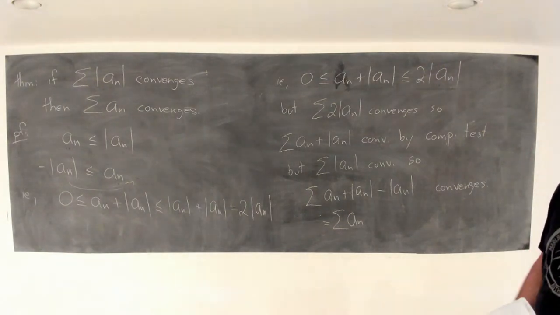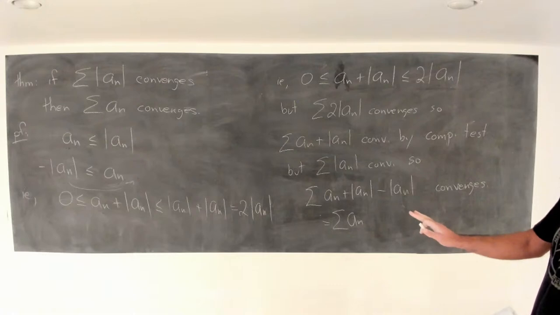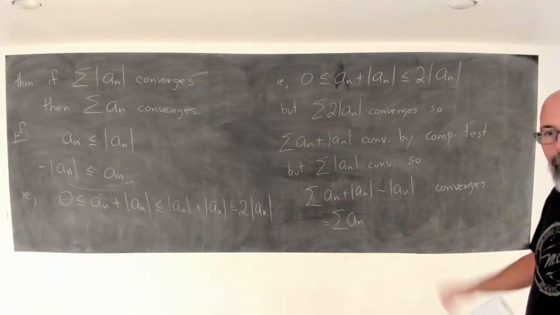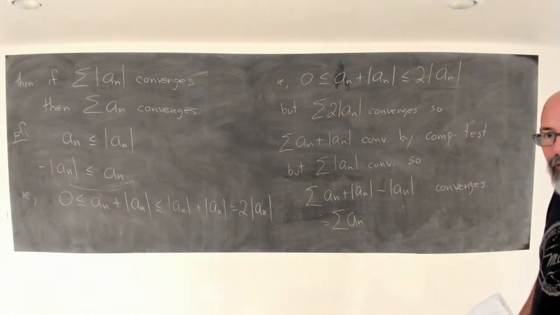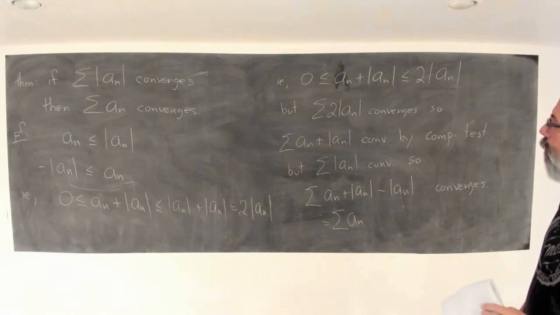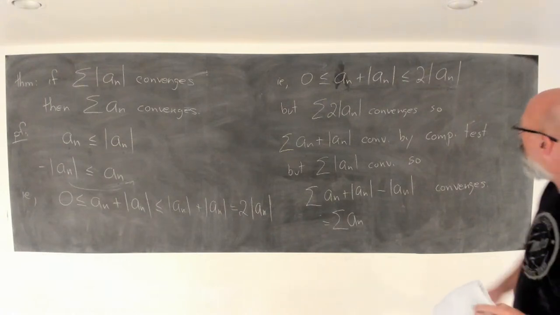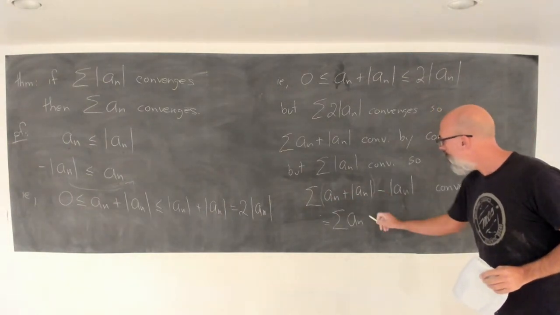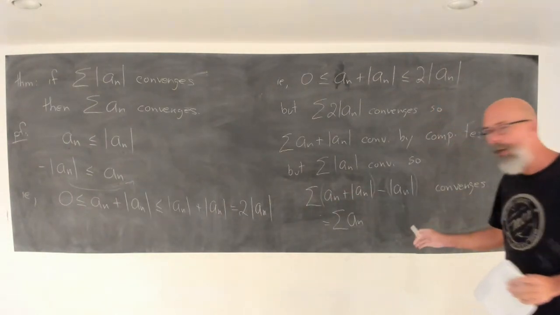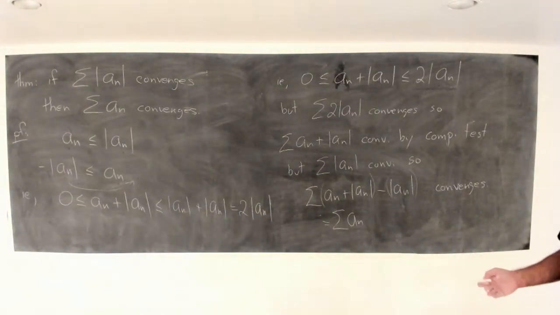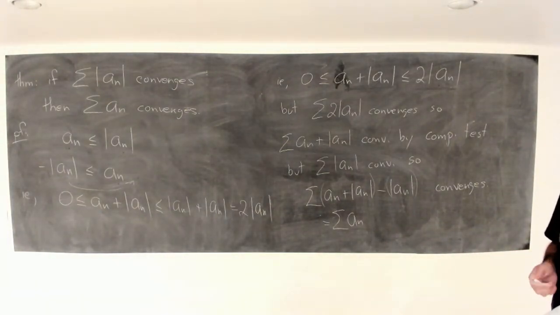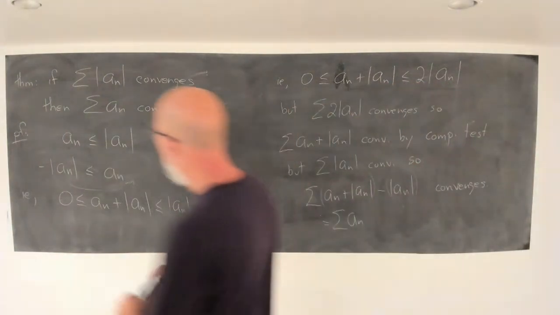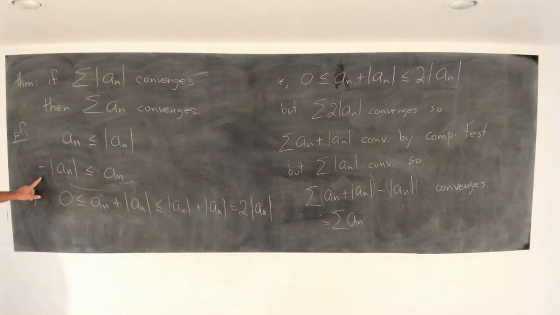Is it still a proof if we do things by assumption? Well, we made no assumption here, right? Where does the negative come from? I don't know what negative you're talking about. This one here. All I'm saying is, since this converges and this converges, I can add or subtract two convergent series and still get a convergent series.